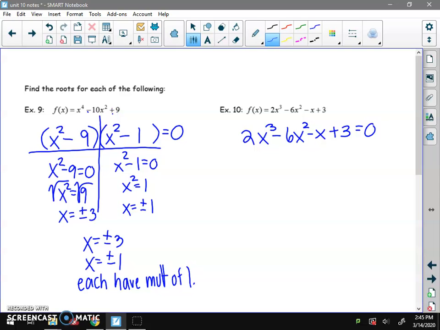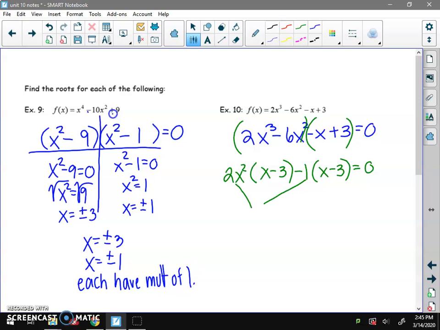Now, on number 10, you have 4 terms again. When you have 4 terms, you want to think about factor by grouping. So I'm going to group the first 2 together, and I'm going to group the second 2 terms together. In the first 2 terms, my GCF is 2x squared. That leaves me x minus 3. Here, I don't have a GCF, but remember, I have to take out the negative as negative 1, and that will also leave me x minus 3. The GCFs that you pulled out from the first factor, the repeated ones form the second factor, and then we tee it up.